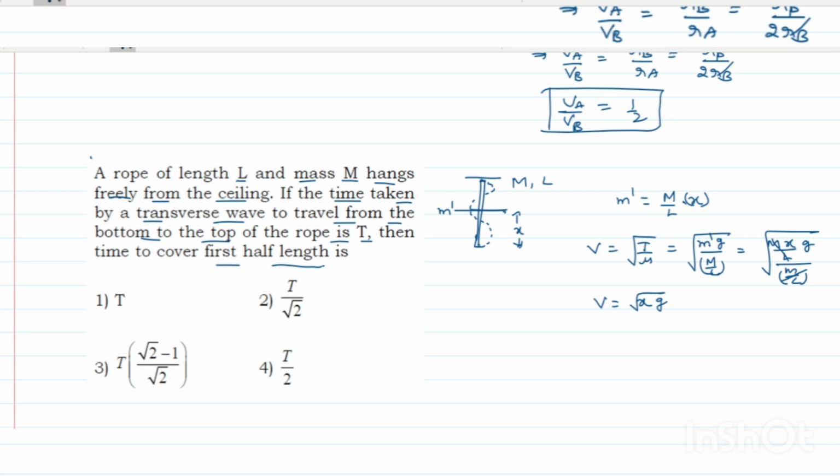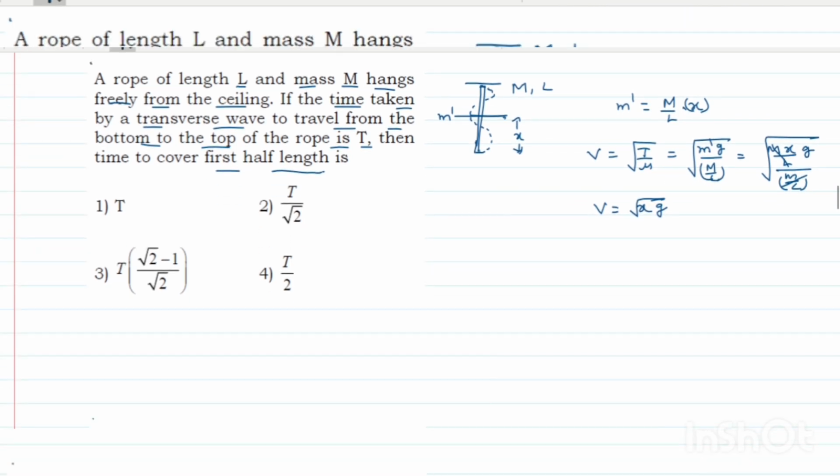Now they are asking for the time taken to cover the first half of the length. Let us calculate the time taken to cover the distance. Velocity is the ratio of change in displacement by change in time, which equals root g into root x. So dx by root x equals root g into dt. When you integrate on both sides, the distance limits you take from 0 to L, and time from 0 to t.